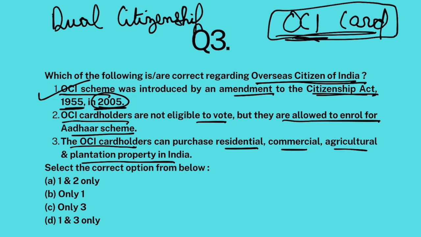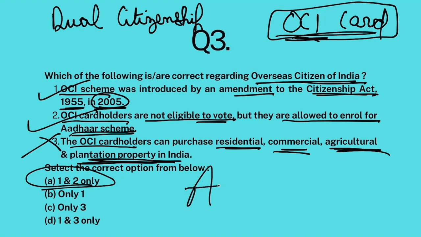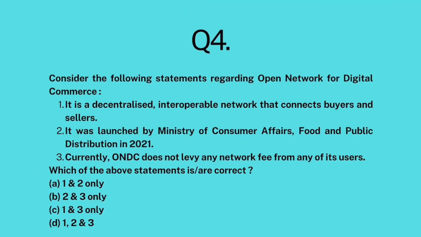So OCI card holders are not eligible to vote. Absolutely correct. But they are allowed to enroll for Aadhaar scheme. Absolutely correct. OCI card holders can purchase residential and commercial properties. Absolutely correct. But OCI card holders cannot purchase agricultural or plantation property in India. So this statement is false. 1 and 2 only. The answer is A.